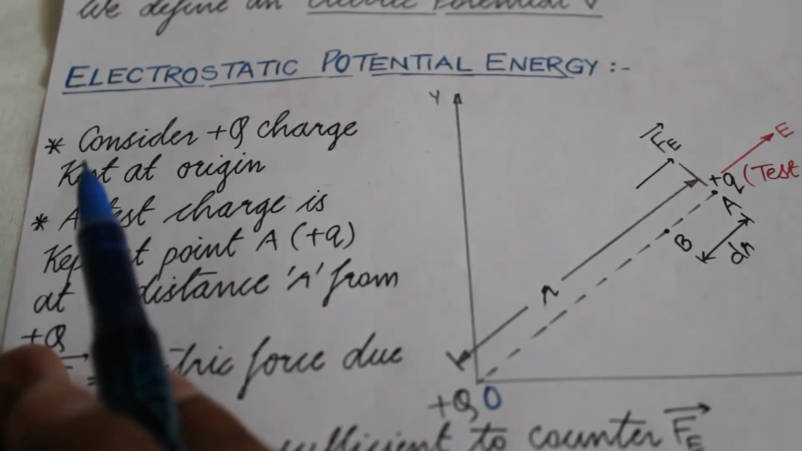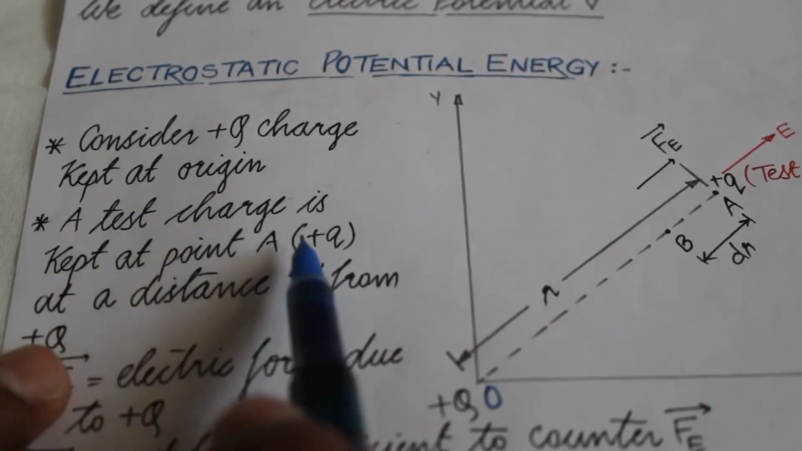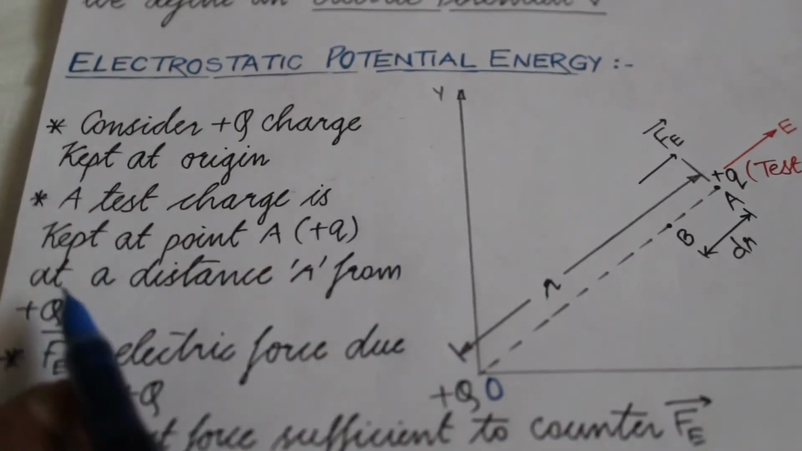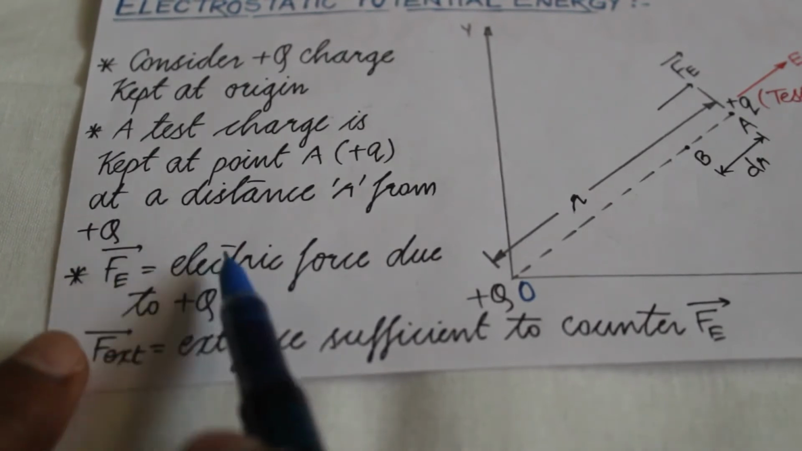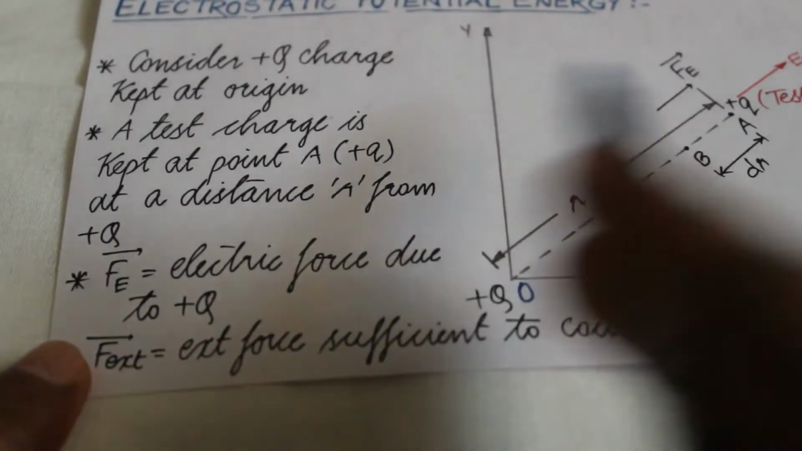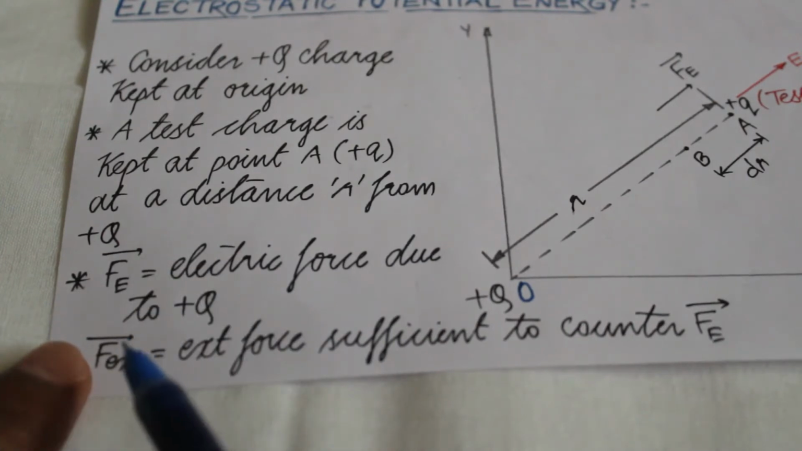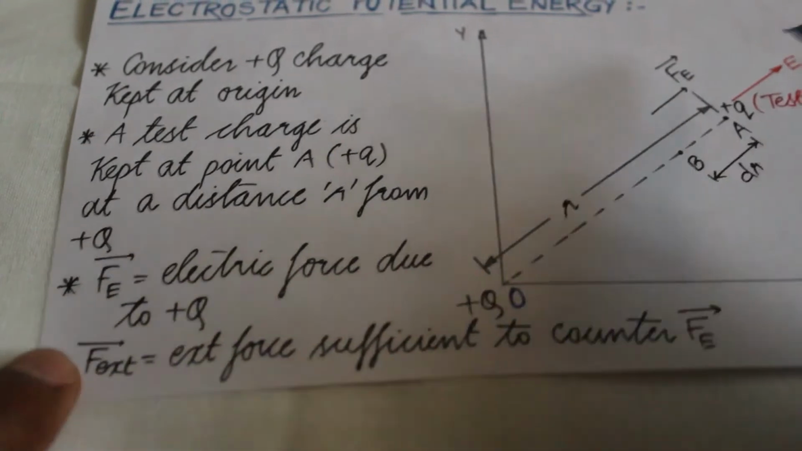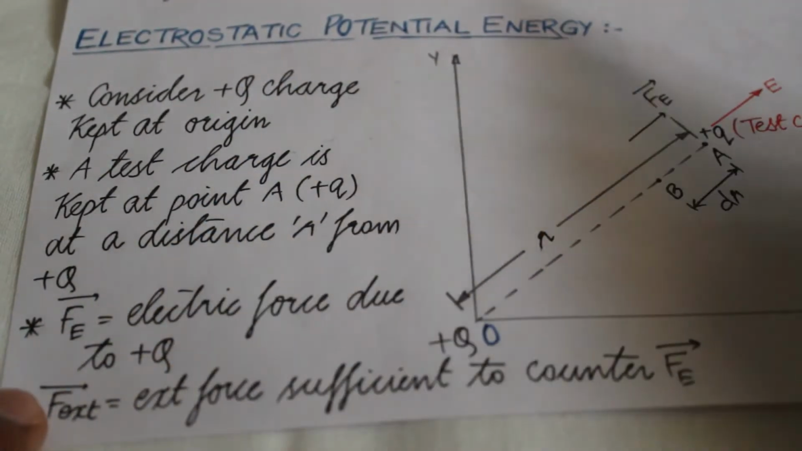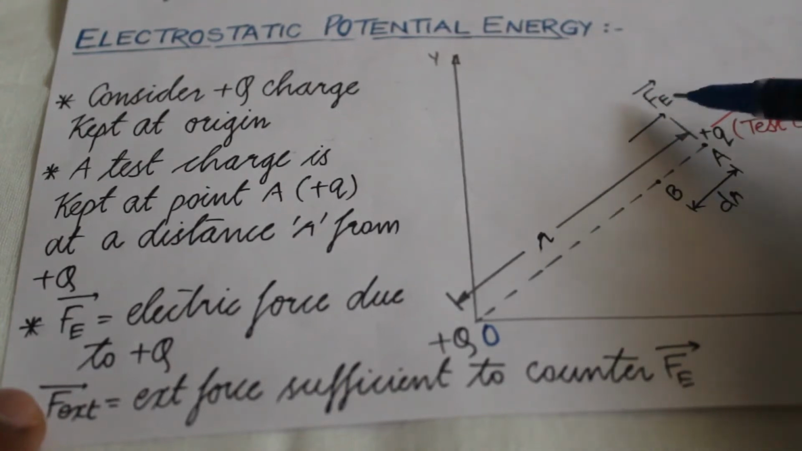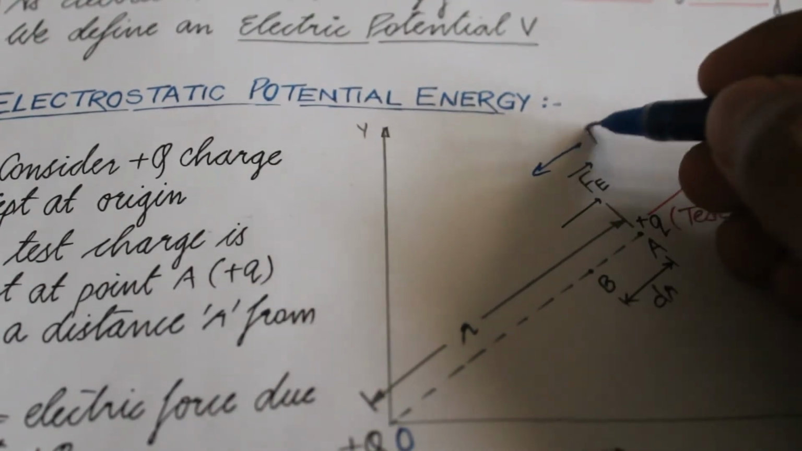Now we have considered a plus Q charge kept at the origin. A test charge, small plus q, is kept at point A at a distance of r from plus Q. Let's say Fe is the electric force acting on small plus q due to capital plus Q. Now we apply an external force on this small charge plus q, which is sufficient to counter this Fe. It means we are applying a force F external in this direction.